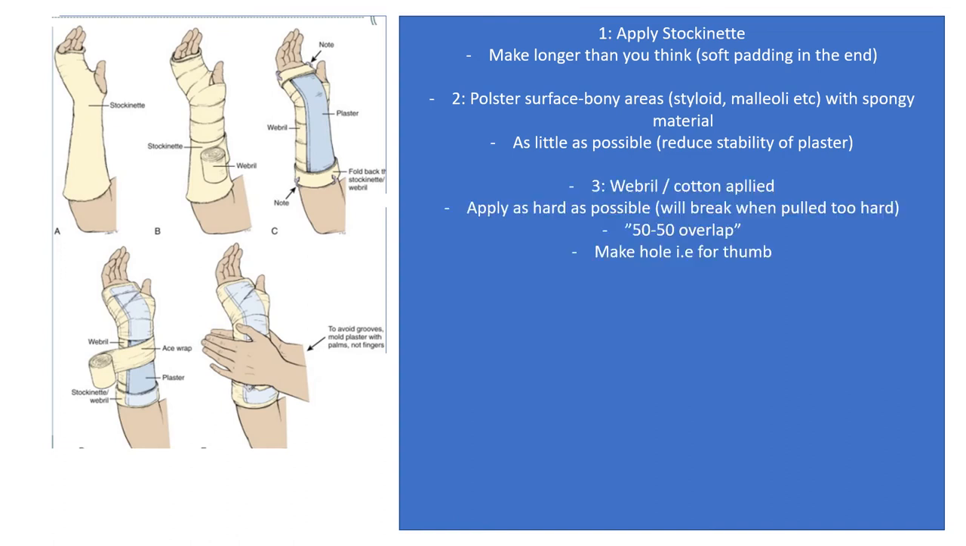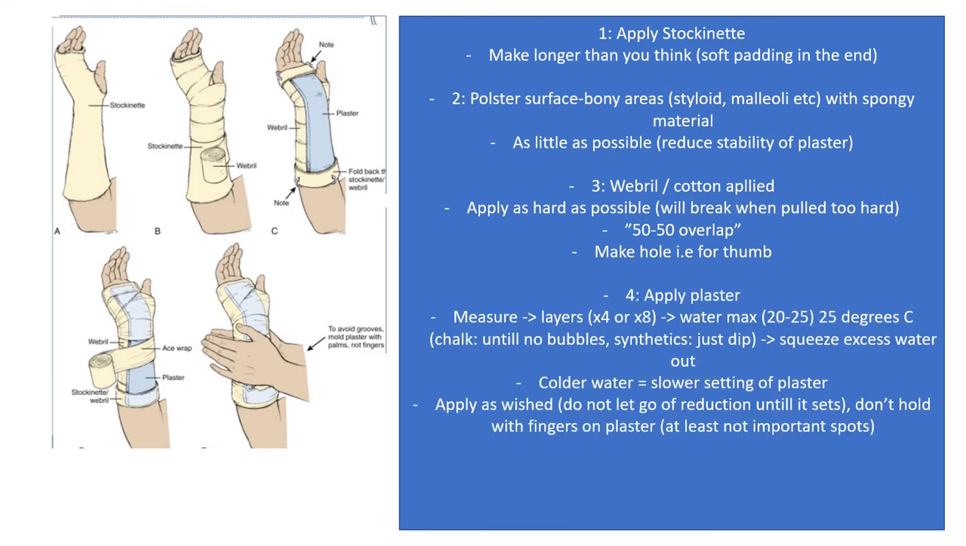Okay, then you apply this cotton-like Webril. We talked about 50-50 overlap, and then you just make a hole for the thumb here, and then apply it as tightly as possible, because it'll just break if you pull it too hard.